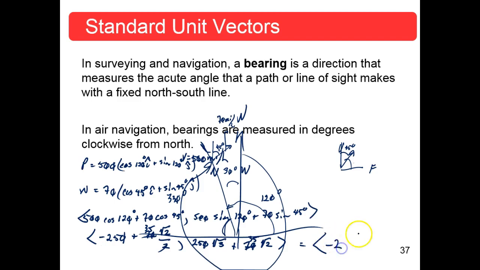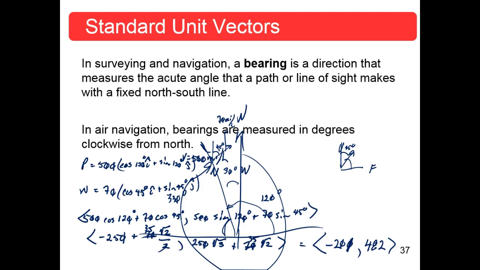Negative 200 point what? 0.50. Let's call that negative 201, okay? And your y component is going to be 250 root 3 plus 35 root 2. Is that what you said, 482? Okay. That's going to be the components in that direction.